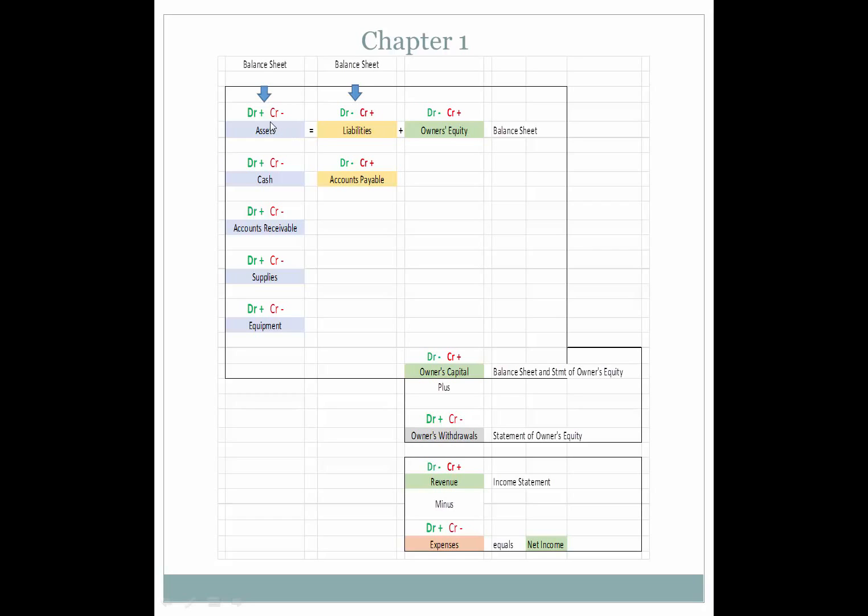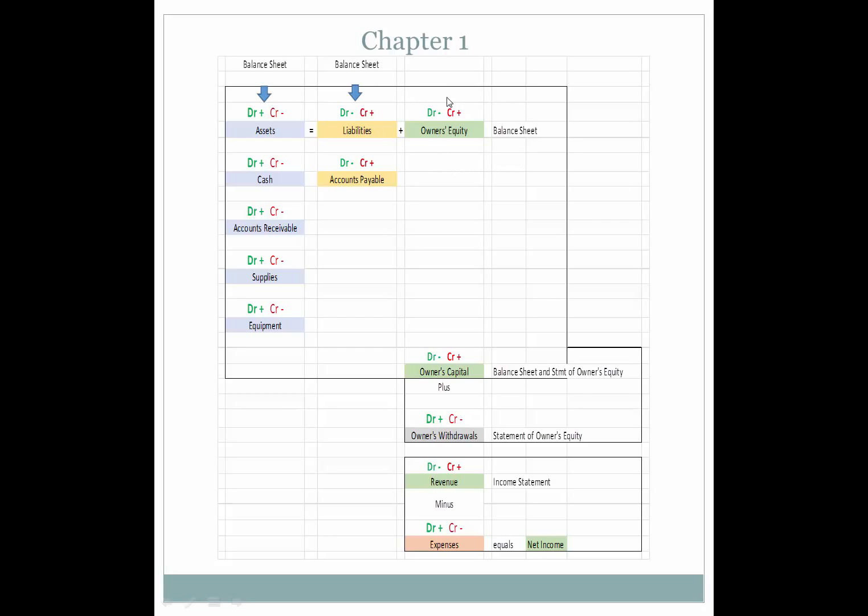Now, when we look at assets, what we have, we find that there are various types of assets that we discussed in Chapter 1, but they are always only found on the balance sheet. So the balance sheet is only where you'll find assets. Now, let's look at liabilities. We learned about accounts payable in Chapter 1. Liabilities are also only found on the balance sheet. You will never find liabilities or assets on any other financial statement except for the balance sheet.